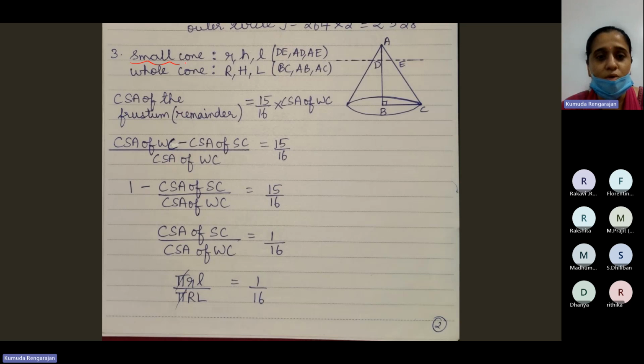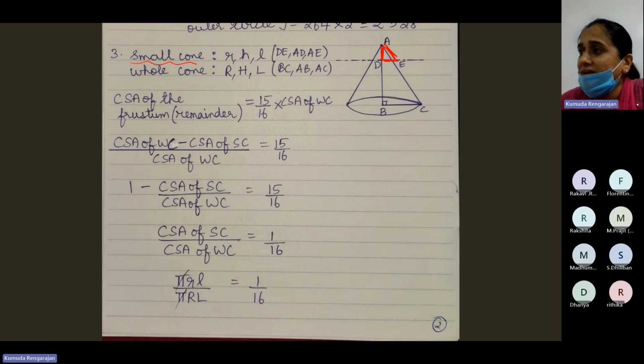So you can see a small cone. Radius is D, right? Okay, if I zoom in, I cannot annotate. Is it clear? So this is the radius of the small cone. This is the height of the small cone. This is the slant height of the small cone.